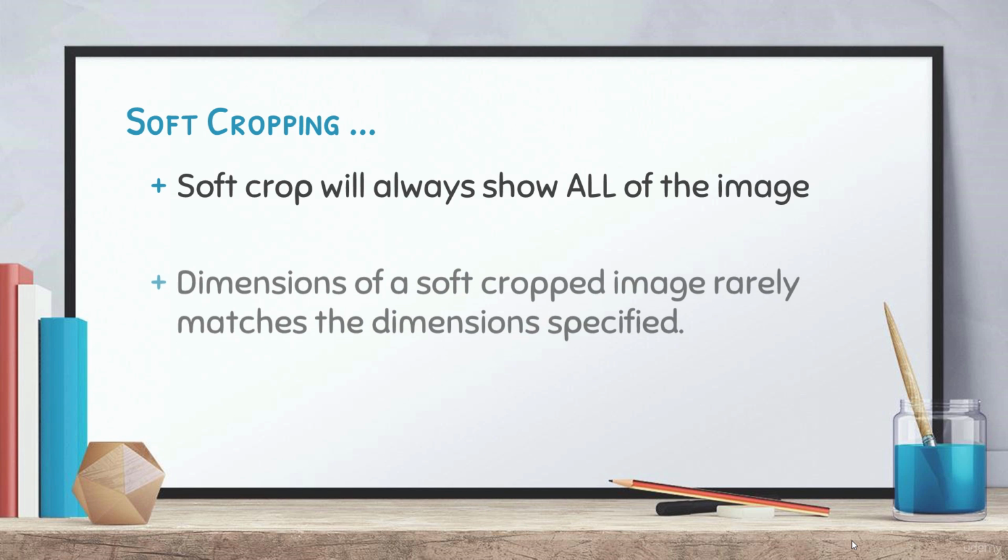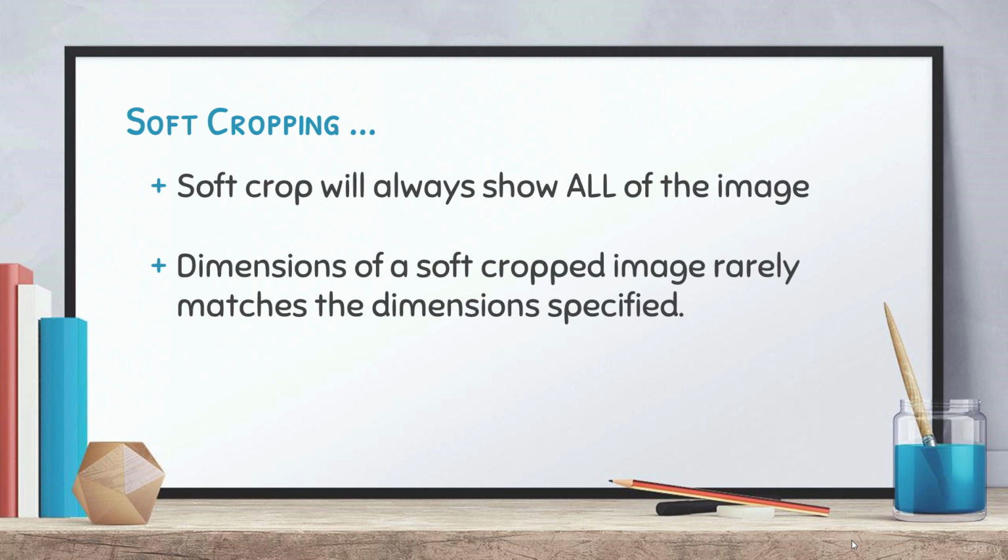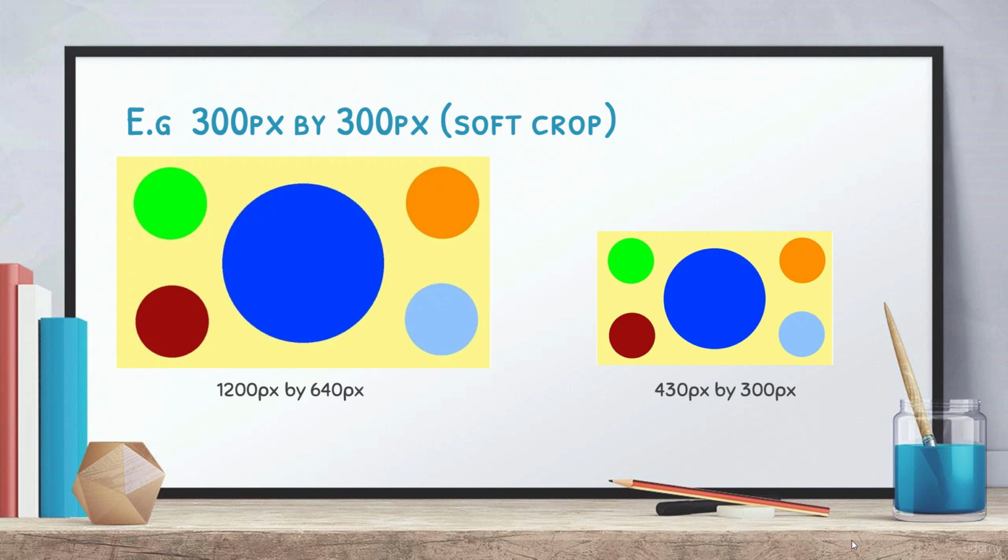Now, because a soft crop will always show all of the image, the dimensions of a soft crop image will rarely ever match the dimensions that you've specified in your custom image size. Now here I've got an example. Let's look at that very large image that's 1200 pixels by 640 pixels. Let's imagine that's the image that you've uploaded to your media library. That's the original dimension. Now at the very top we have a set dimension, 300 pixels by 300 pixels.